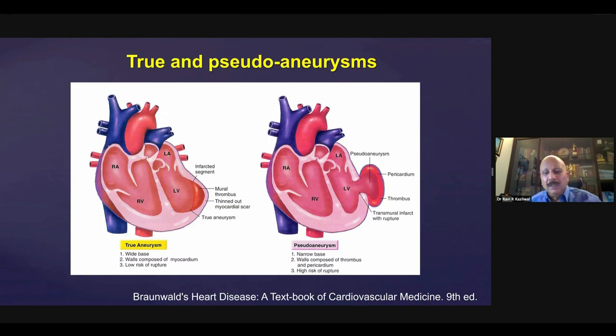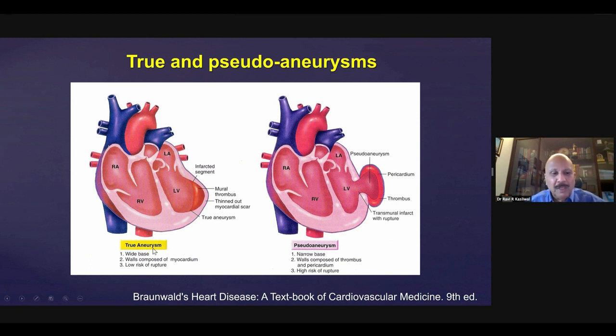Let me tell you the difference. Very commonly we see a patient admitted with a TIA where he actually has a mural thrombus on a thinned out myocardial scar. This is a true aneurysm, versus a pseudoaneurysm. Prognostically, they are very, very different.